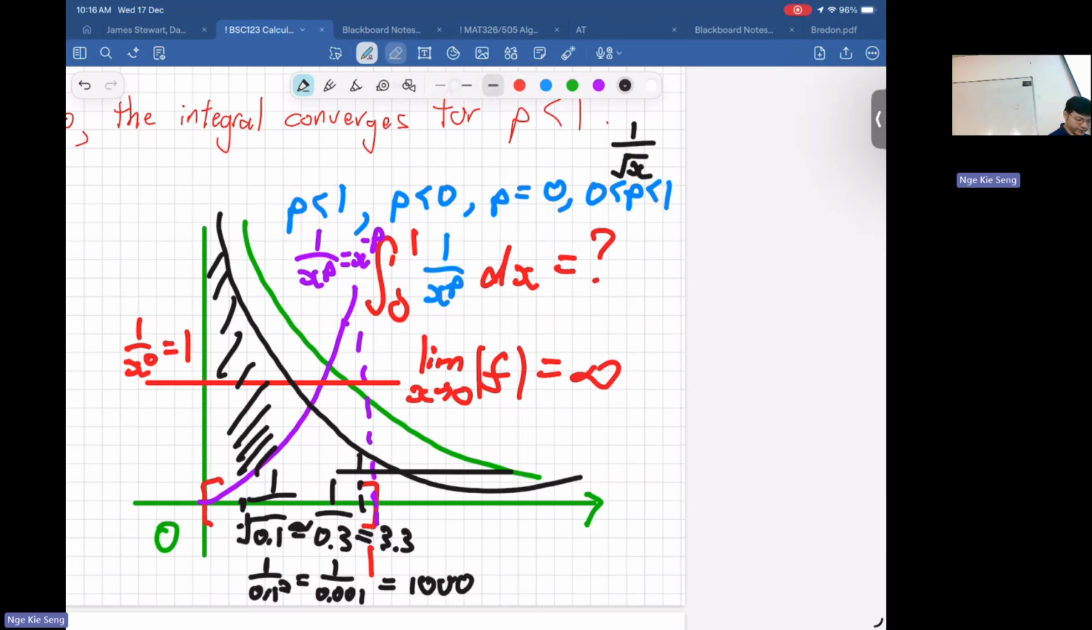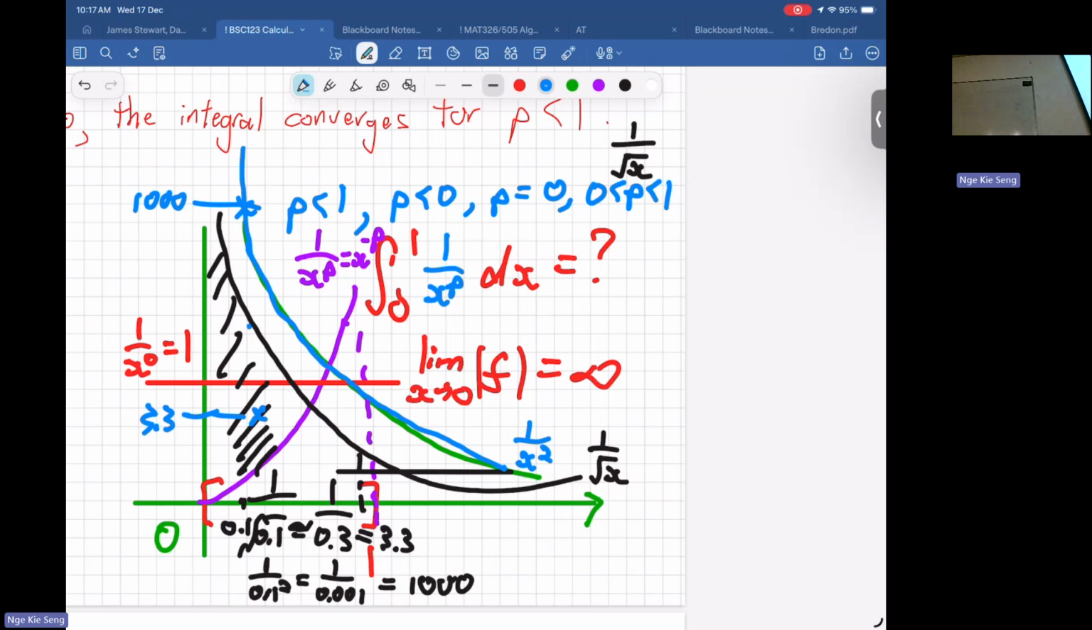So what did you see here? If you look at the point 0.1, for 1 over square root x, this value here is just 3.33, but the 1 over x squared function already goes to a very high number, like 1,000. So can you see the difference? This black one is 1 over square root x, and this blue one is 1 over x squared. Can you see that 1 over x squared has more area than 1 over square root x? So 1 over square root x has less area, a finite number that you can calculate, although it goes to infinity also when x goes to infinity. Okay, makes sense.